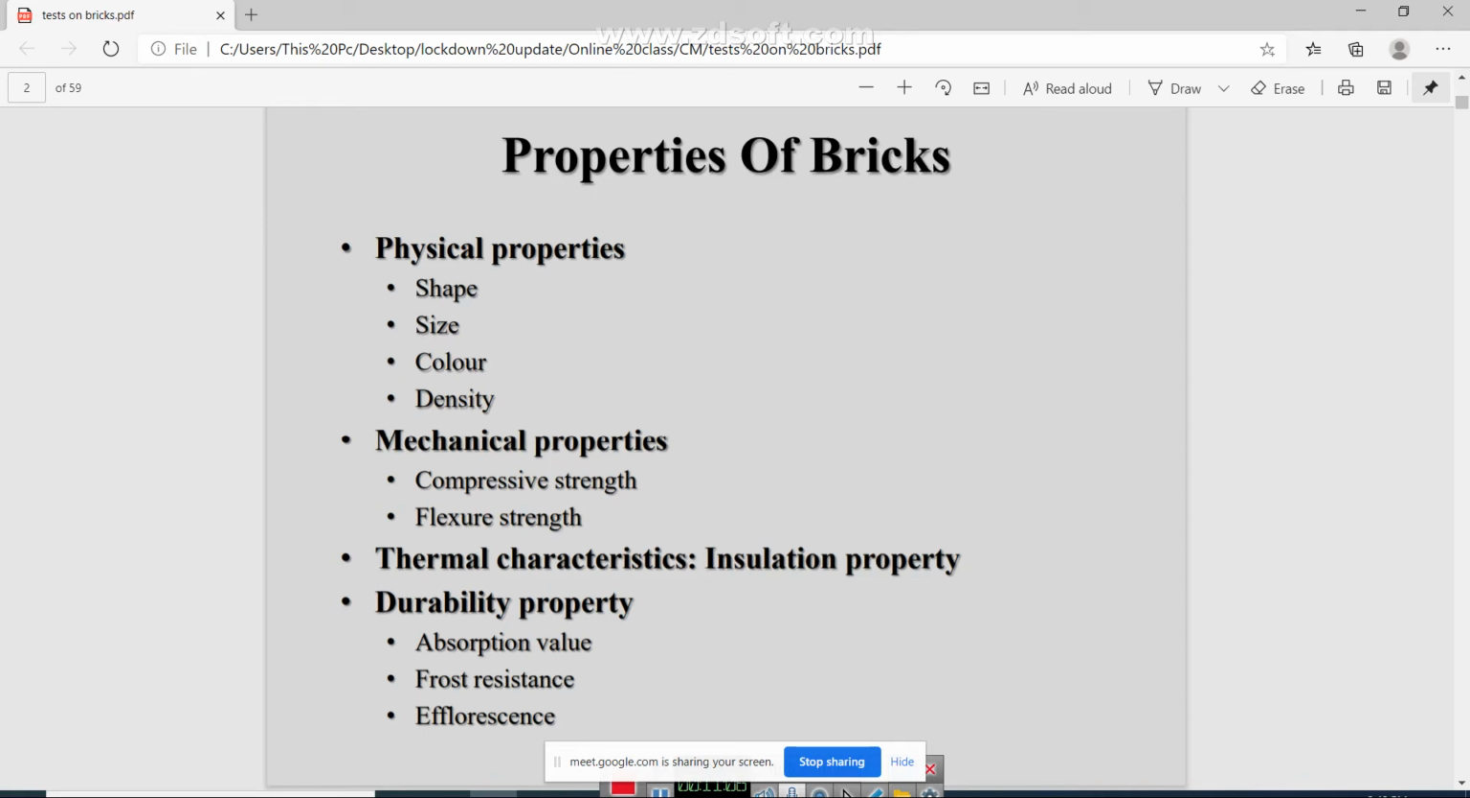Then you have the thermal characteristics. Then there are certain durability properties: absorption value, frost resistance, efflorescence, etc.